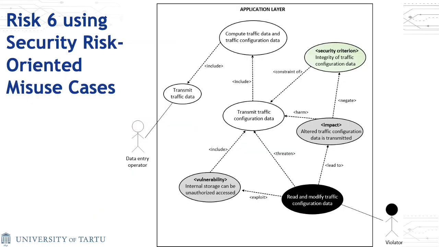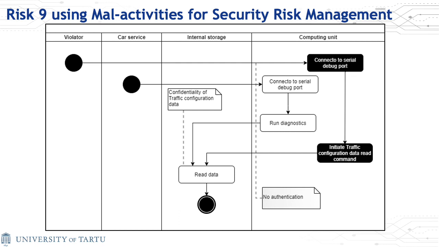For Risk 6, the security risk-oriented misuse case model has been used to represent interaction from actor and violator between system and business assets. Although simple and with limitations, this model brought a more understandable visualization where both agents and assets interacting within the system could be clearly distinguished. Risk 9.